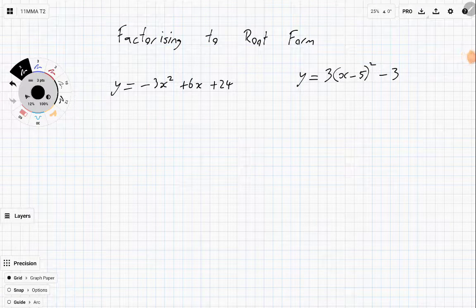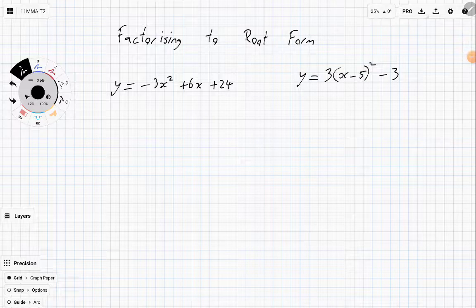Alrighty, so today we're going to be once again converting from form to form, and in this case we want to get to root form. So what if we have the general form, or if we have the turning point form, can we make them look like the root form? And in order to do that, we just factorize. So let's look at the first one.